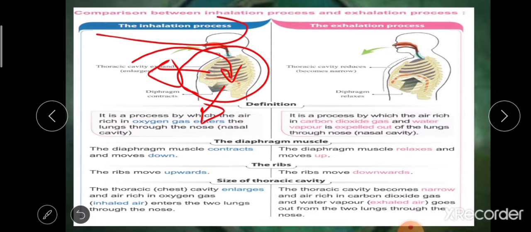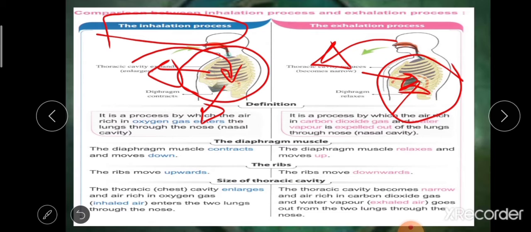This is the inhalation process. After that, when we release the diaphragm muscle or the rubber membrane, what happens? It relaxes and moves upwards. When it moves upwards, what happens? Also, the rib cage moves downwards and the chest cavity becomes narrow. Then the air containing carbon dioxide gas is expelled out of your body through the nose.